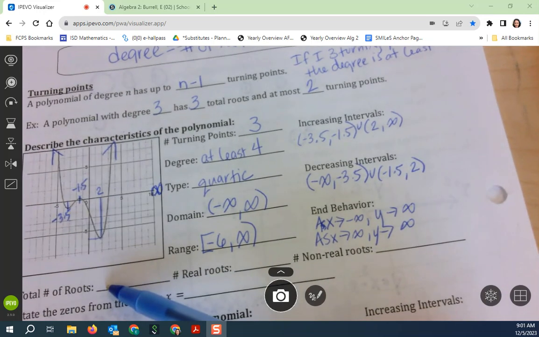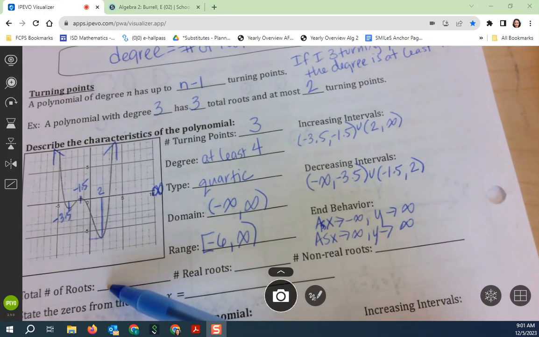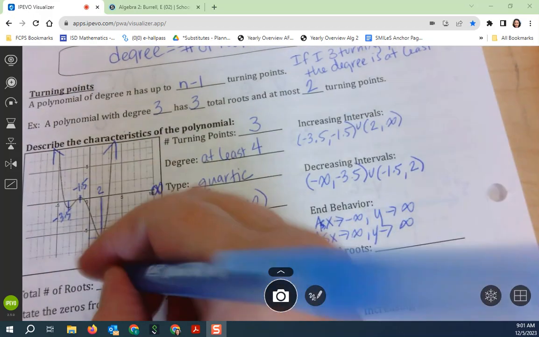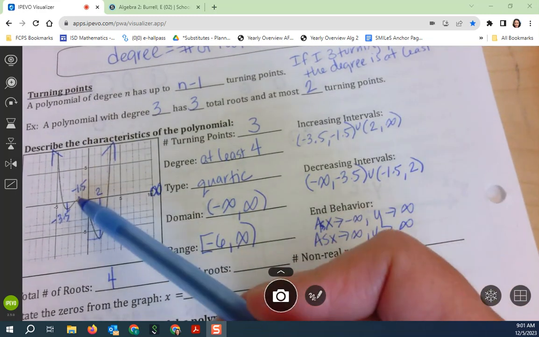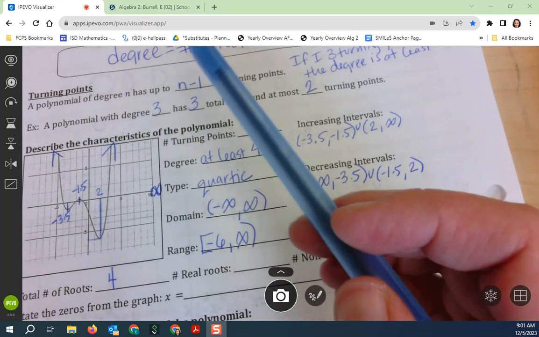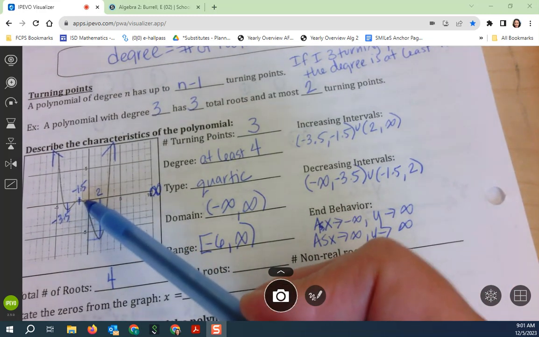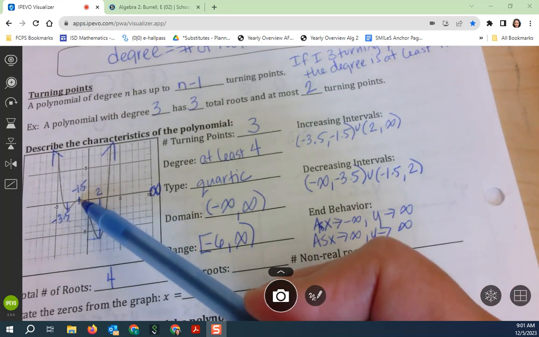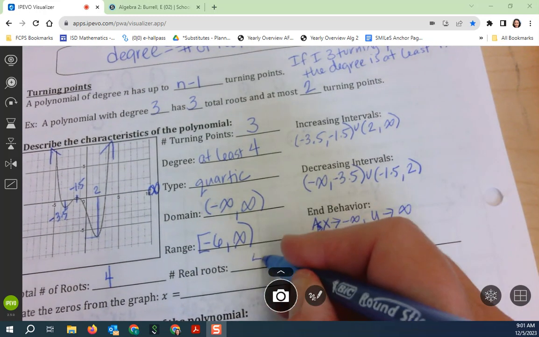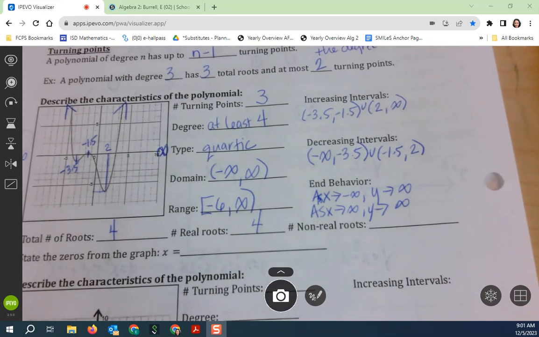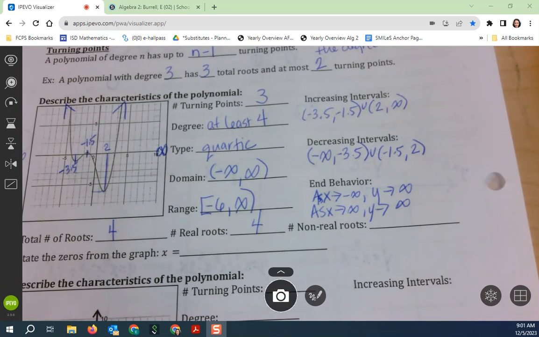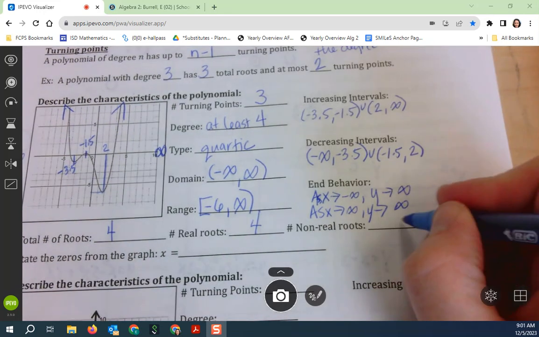All right, total number of roots is equal to the degree. So how many roots are there? There are 4, good. The real roots are x-intercepts, and it's a little tricky because it looks like maybe it bounces off the x-axis here, which is something we haven't quite talked about yet, but it doesn't. It crosses it twice. So I'm seeing 1, 2, 3, 4 real roots. All right, there are 4 roots altogether, and there are 4 real roots. So that means there are how many imaginary roots? 0, right? They can only be real or imaginary. So if they're all real, then none of them are imaginary.